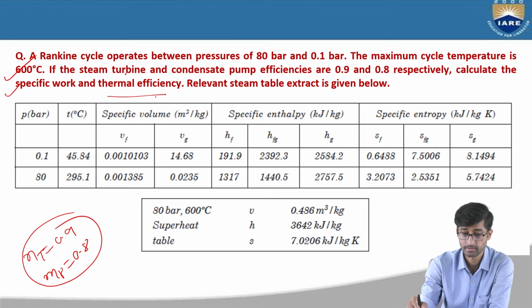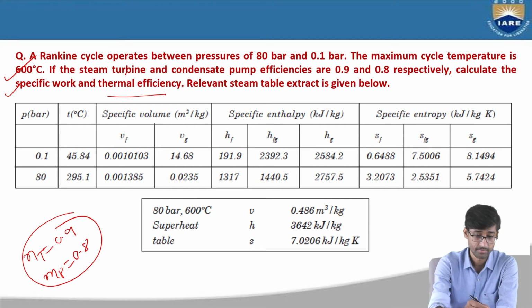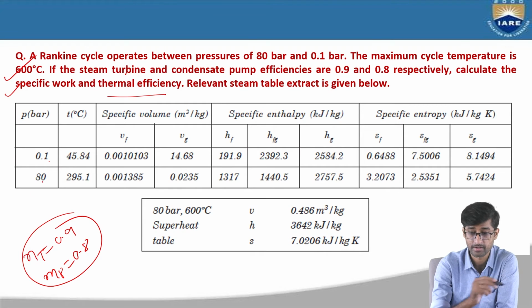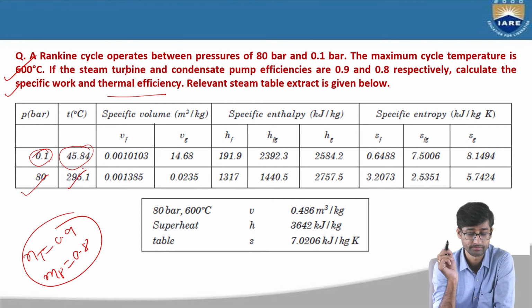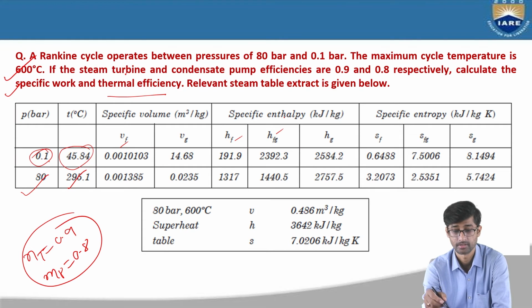And here you see the relevant steam table is given. What I have told in the previous section, this is a steam table. Here the table is given, right? At pressure 0.1 bar and 80 bar. If you see here at pressure 0.1 bar, this is the saturation temperature. At pressure 80 bar, this is the saturation temperature. And these are the values of specific volumes VF and VG. This is the HF and HG, specific enthalpy, and HFG, enthalpy of vaporization, and this is specific entropy value SF, SFG, and SG.